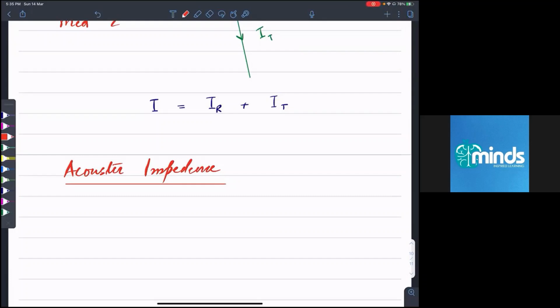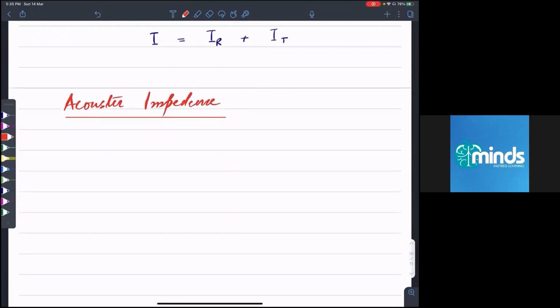What is acoustic impedance? Acoustic deals with sound. So acoustic impedance means resistance to the flow of sound through an object. More resistance means less transmission. Less transmission means more impedance. Anas, able to understand it? Yes, sir.